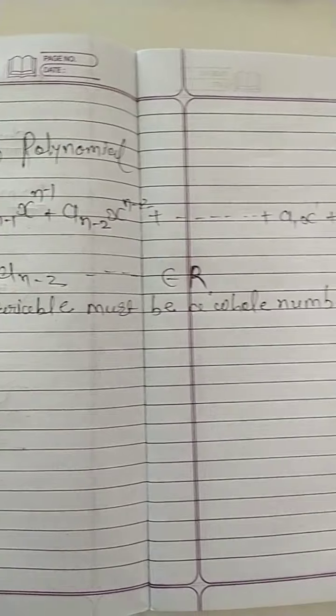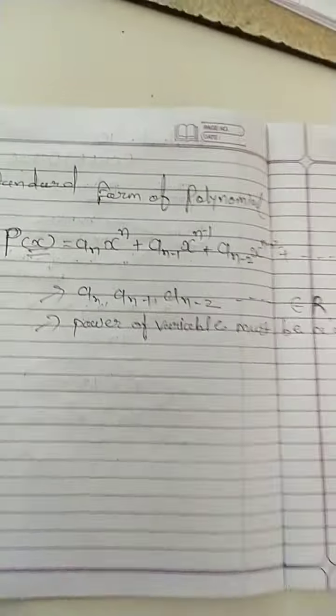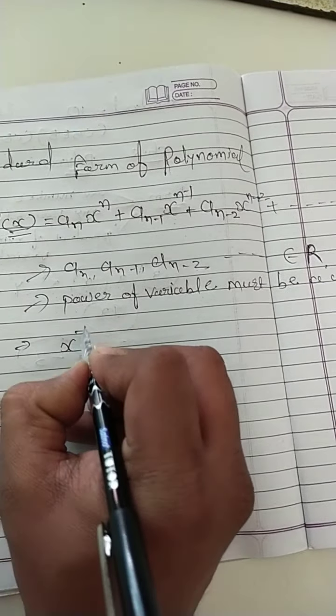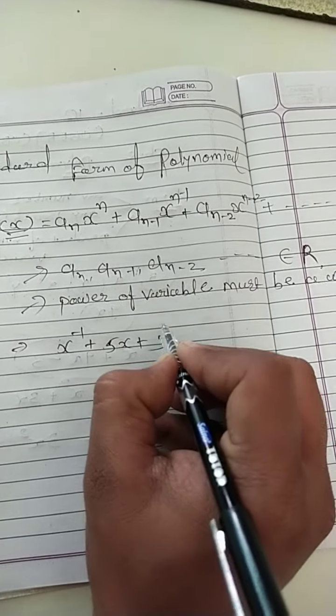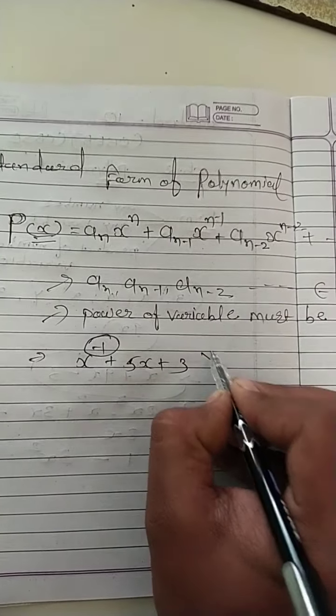Means power may not be negative. Remember, power of variable must be a whole number. It means that I cannot write x raised to -1 plus 5x plus 3 is a polynomial. Why? Because power of variable is -1, so it is not a polynomial.